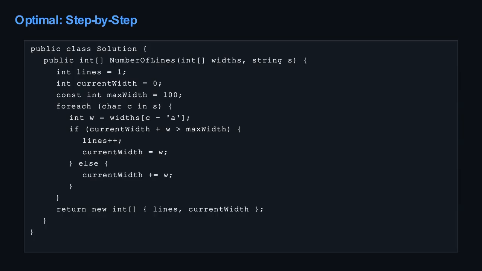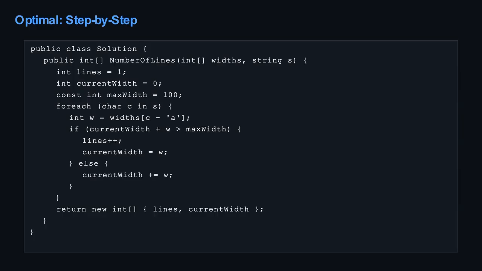Current width becomes 20. We pick W. Width is 10. 20 plus 10 is 30. Current width becomes 30. We pick X. Width is 10. 30 plus 10 is 40. Current width becomes 40. We pick Y. Width is 10. 40 plus 10 is 50. Current width becomes 50. Finally, we pick Z. Width is 10. 50 plus 10 is 60. 60 is not greater than 100. Current width becomes 60. We have reached the end of the string.